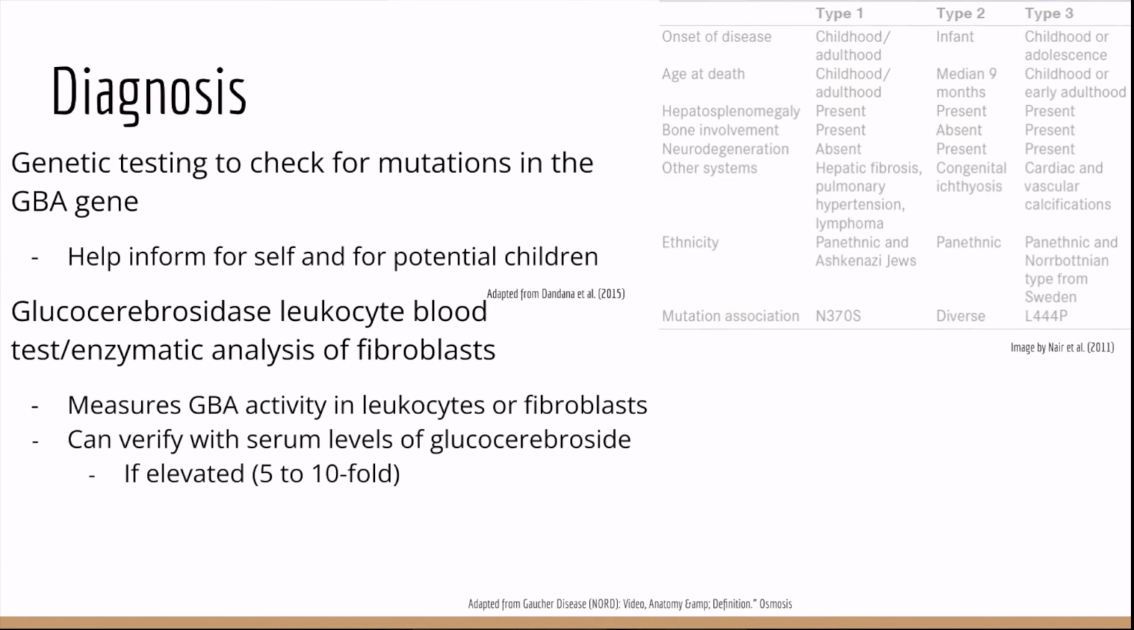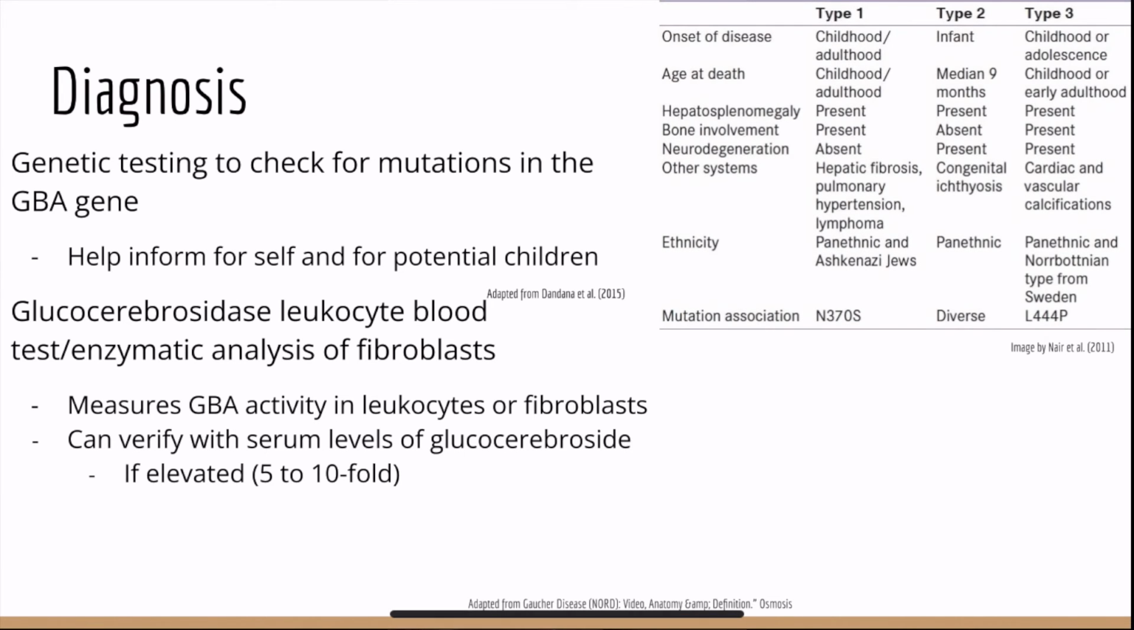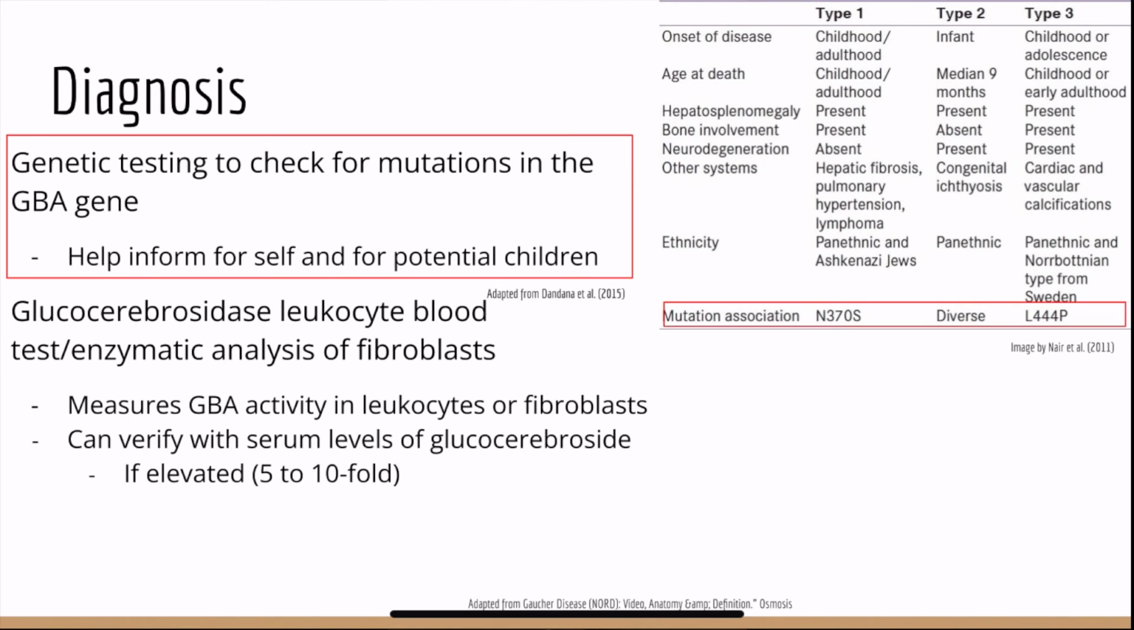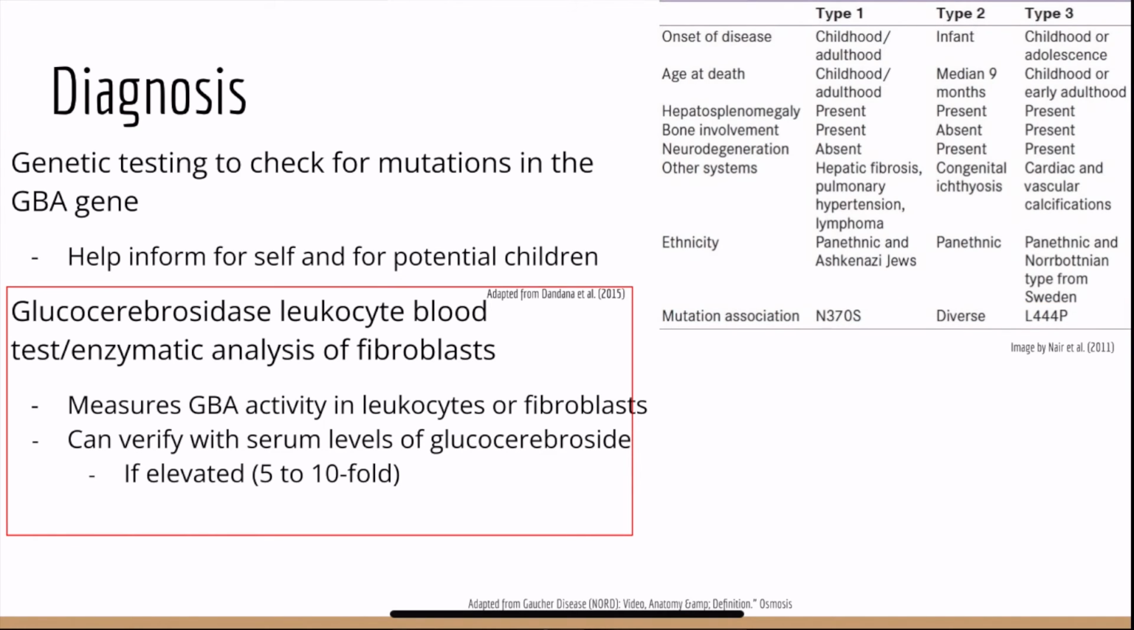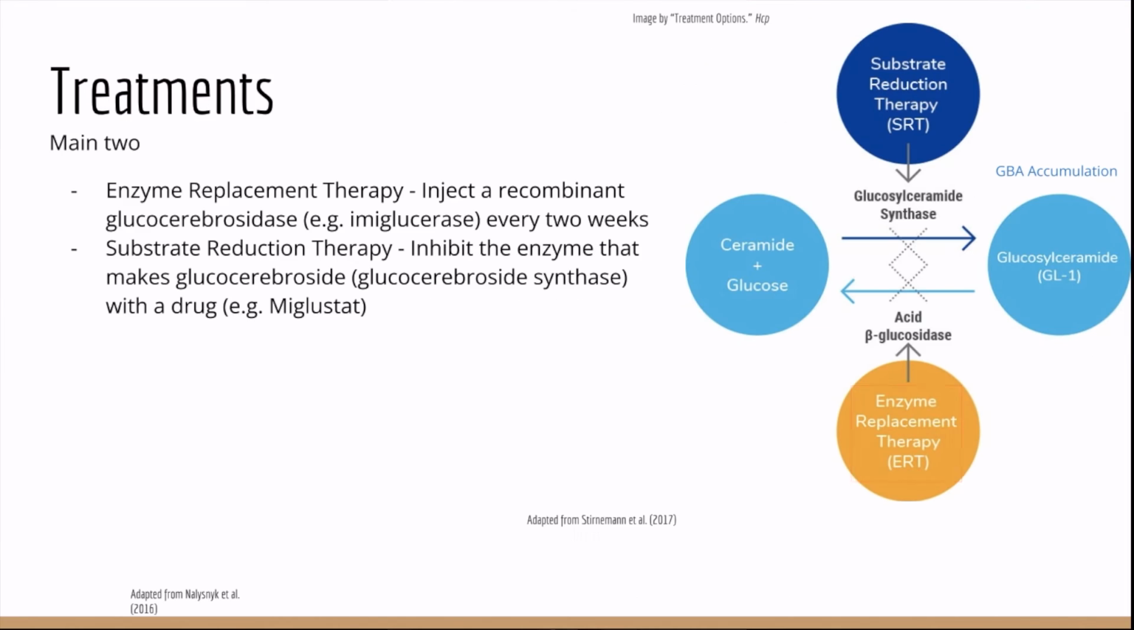In summary, you can use a variety of information to diagnose Gaucher disease, such as the age of onset, the clinical presentation, the ethnicity of the patient, genetic testing to test for mutation and to see which mutation is present, as well as testing for glucocerebrosidase activity and for the levels of glucocerebroside in the patient. Currently, there is no cure for Gaucher disease.